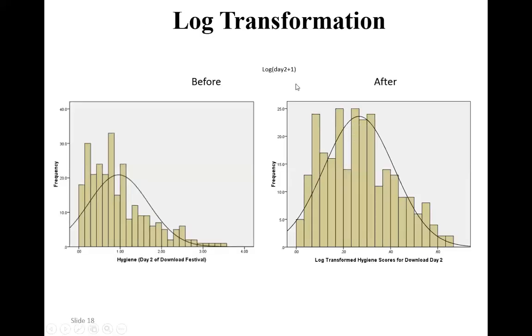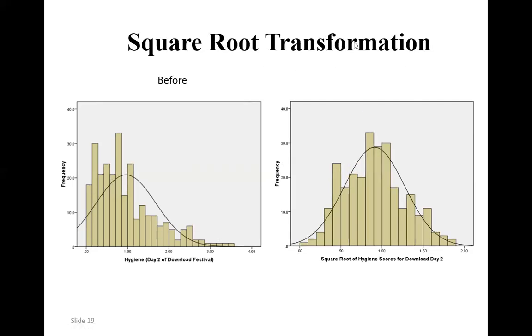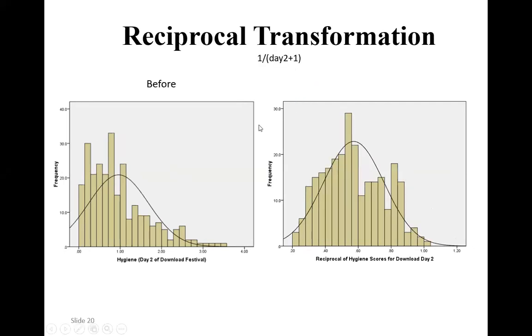Now you can see the log transformation. Before log transformation the data is skewed, but after the log transformation the data is more or less normal, not absolutely normal. It is the same with the square root transformation: the data is positively skewed, but after correcting it is more or less normal. Same with the third method: before the transformation the data is not normal, and after the transformation it is normal.